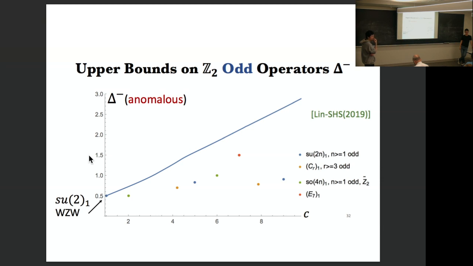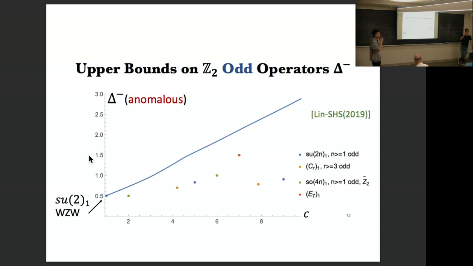Wait, well, what about the non-anomalous case, right? There, it depends on the radius of, say, the compact boson. So for the non-anomalous case, the U1 is necessarily non-holomorphic. So you get some operator with zero Q.